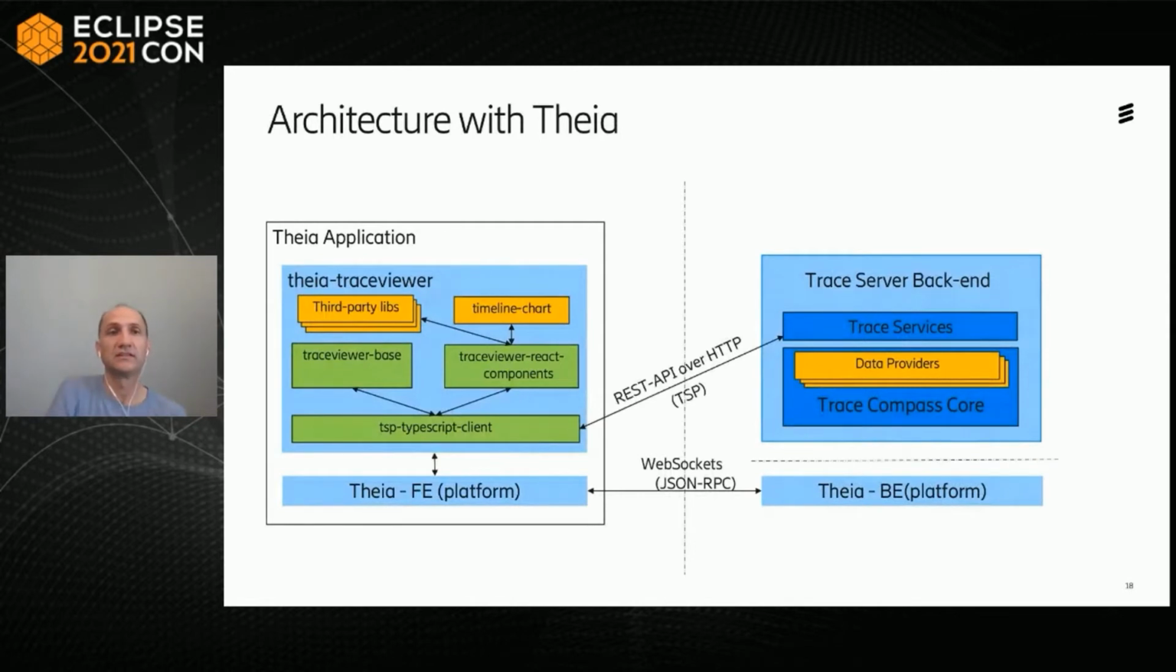Let's look at the architecture with Theia. On the left side, you see a Theia application. And inside, you have the Theia platform that we use. And then we created an extension, the Theia Trace Viewer extension. And we have different modules or components in there that we develop. So the TSP TypeScript client is a client-side implementation of the Trace Server Protocol. It is used to communicate with Trace Server backends, and it can get data out according to the TSP. It can be integrated in any relevant web applications.